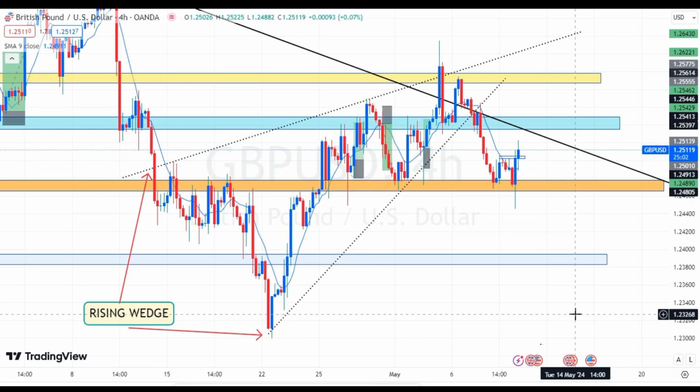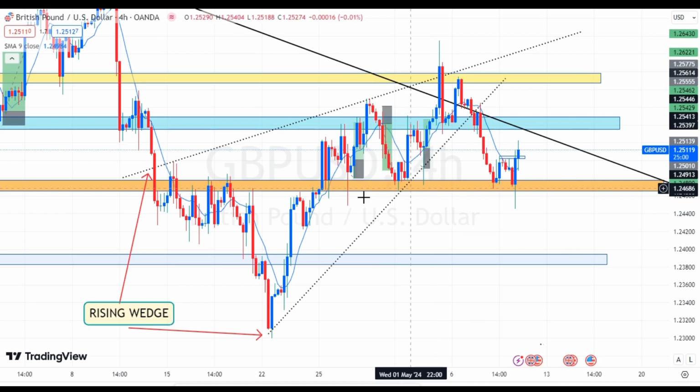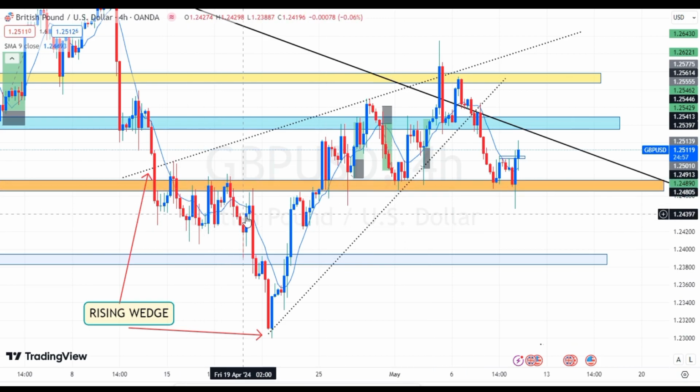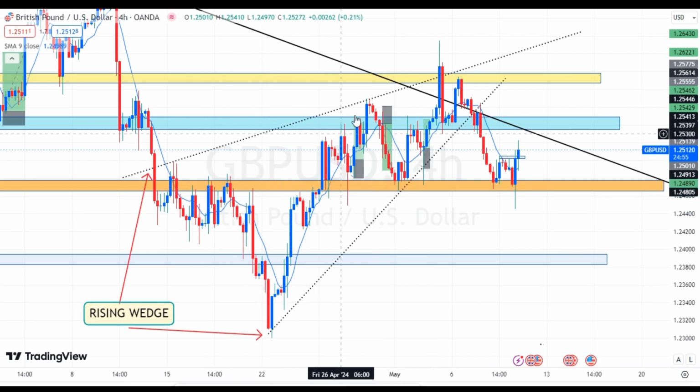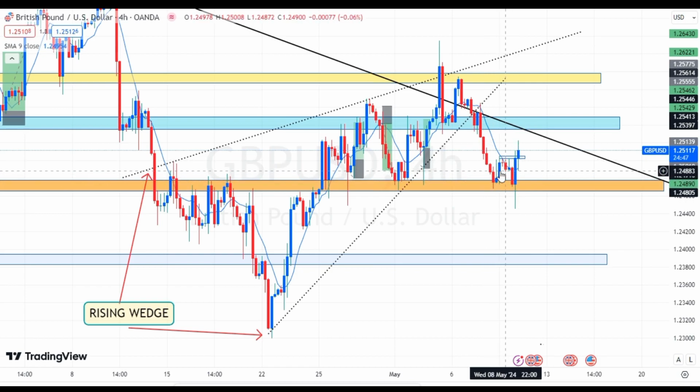So you can see that with this orange zone, anytime price is below that zone, it is selling. Anytime price is above that zone, it is buying. You can see that clearly. So since we are above that zone, I am not interested in selling because I am above that zone.